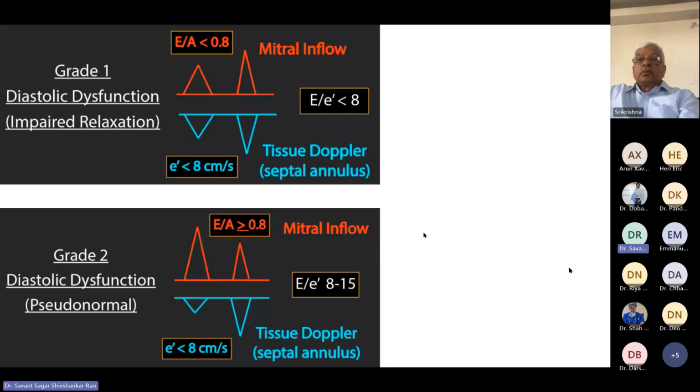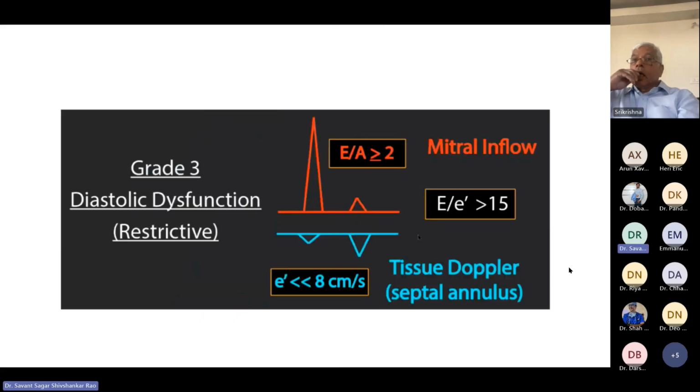First is impaired relaxation, second is diastolic dysfunction, that is the pseudo-normal pattern, and grade 3, that is a restrictive pattern, in which E by A ratio is more than or equal to 2, and E by E prime is more than 15. So all these parameters are used to assess the elevation of the left atrial pressure because of the diastolic dysfunction.